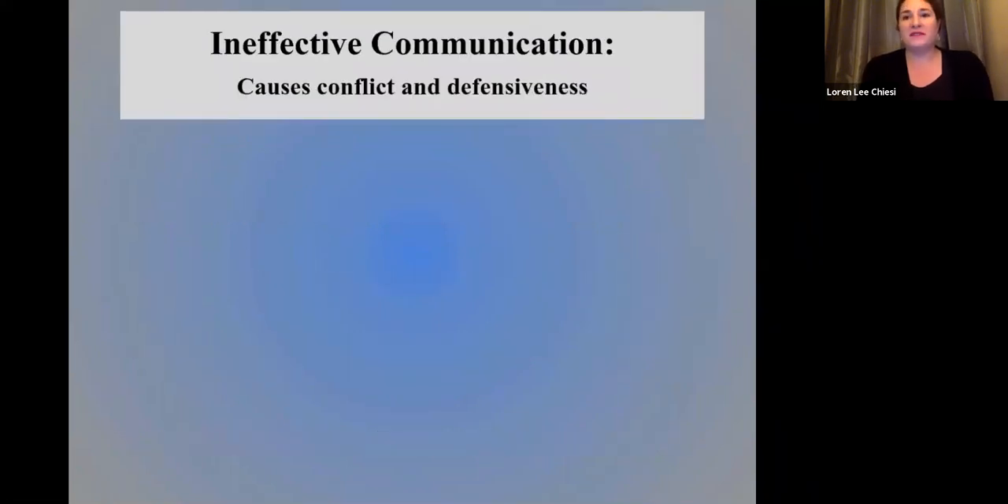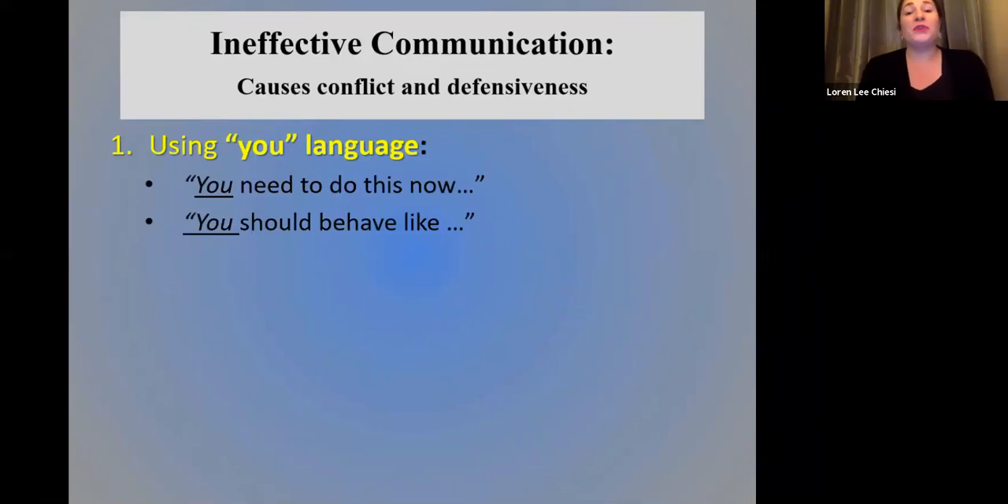Before we start talking about effective communication, I want to just review some aspects of communication that are ineffective. So ineffective communication causes conflict and defensiveness. People often feel worried or ashamed or upset or frustrated when you start a conversation using ineffective communication. They can immediately tell that there's going to be a rift or a conflict coming up. So let's look at some examples. Using you language, saying things like, you need to do this now, you should behave like this. These are definitely putting the person ahead of your actual problem or your topic of what you want to talk about.